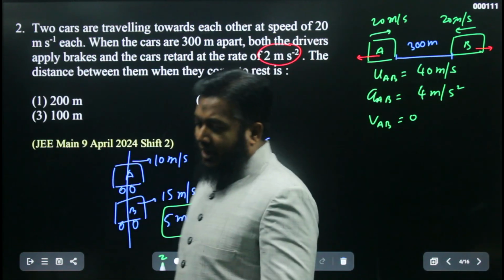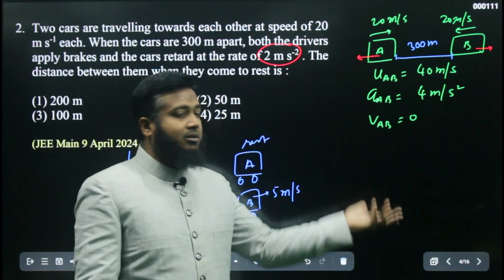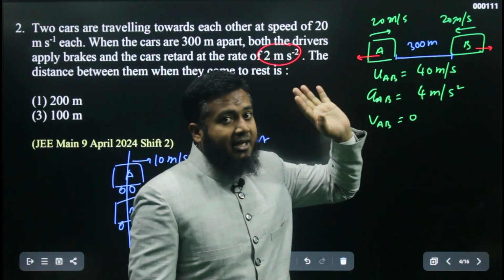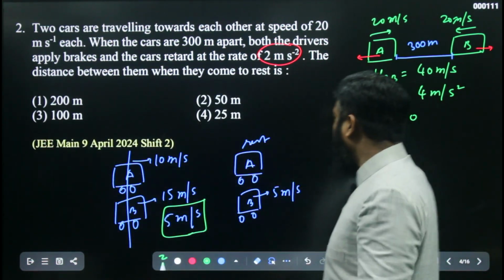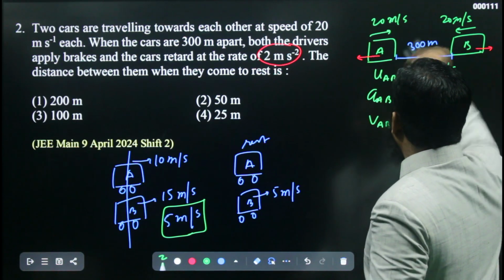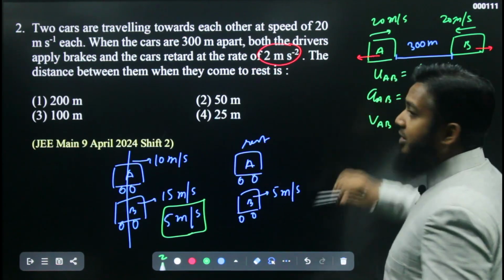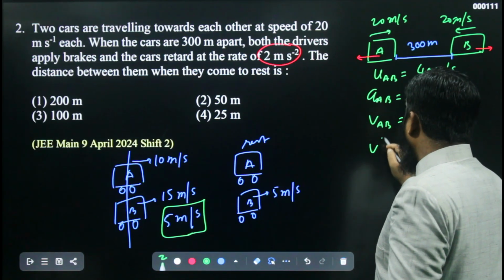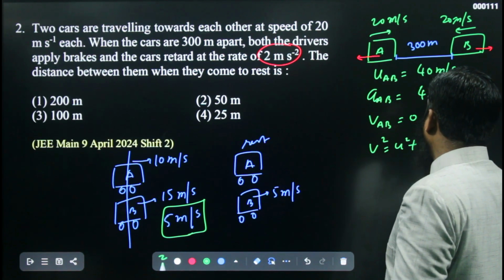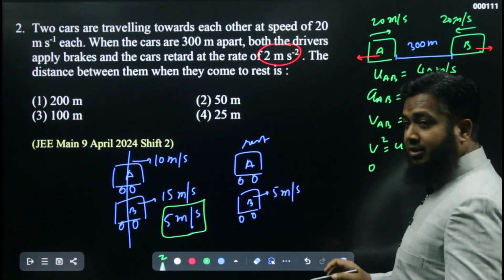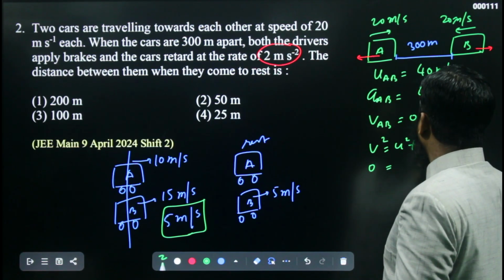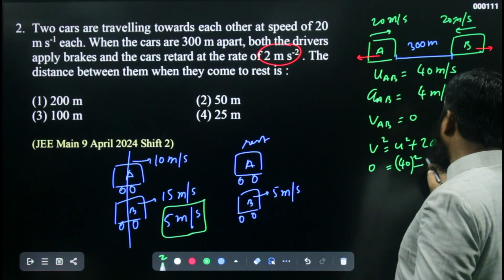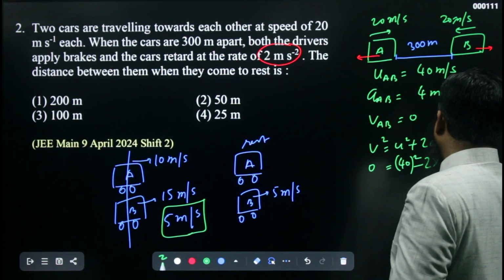Now we can easily say that one of the trains is at rest. So let us say train B is at rest. What is the distance traveled by train A before it stops? We can use the third equation, which is V square is equal to U square plus 2AS. Final velocity is 0. Initial velocity with respect to each other is 40, squared, and this is retardation, so minus 2, A is 4, and S.